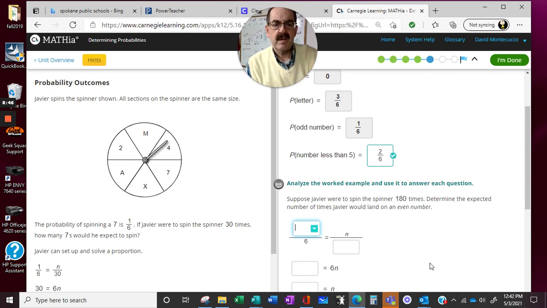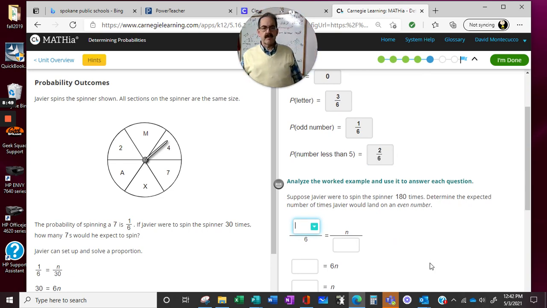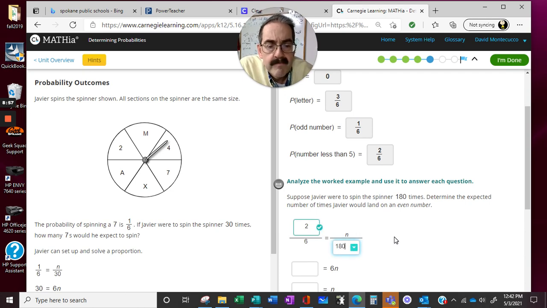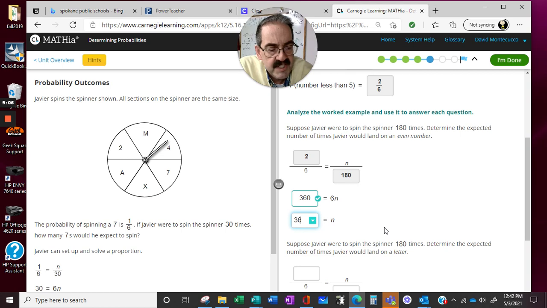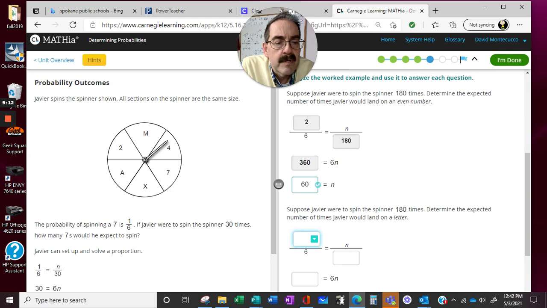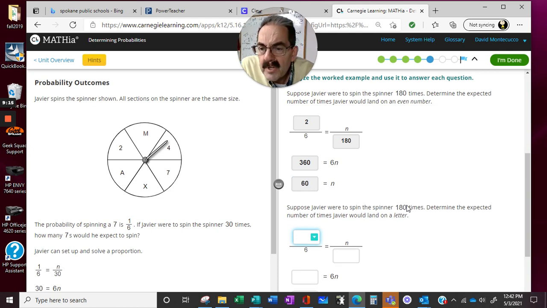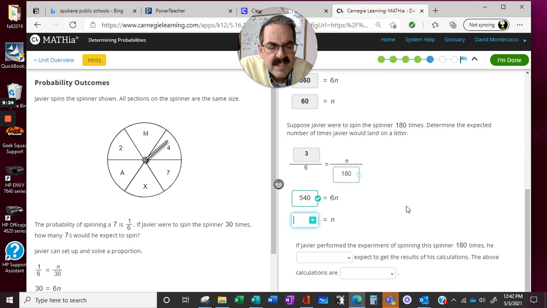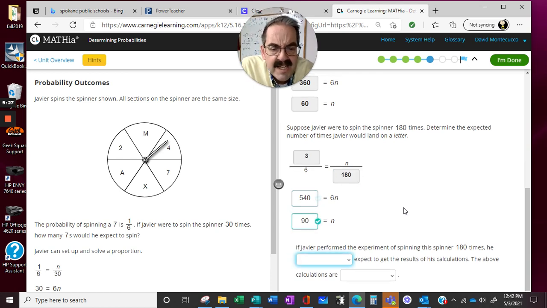Analyze the example. Suppose Javier were to spin the spinner 180 times. How many times would Javier land on an even number? So there's 2 over 180. Cross multiply, so we get 2 times the 180. Now we have to divide by 6. So 60 of them. In 180 spins, determine how many times Javier would be expected to land on a letter. 1, 2, 3. Now don't mess this up. 3 of the 180. So 3 times 180, divided by 6. 540 divided by 6 is 90.